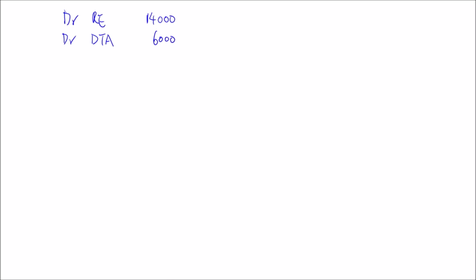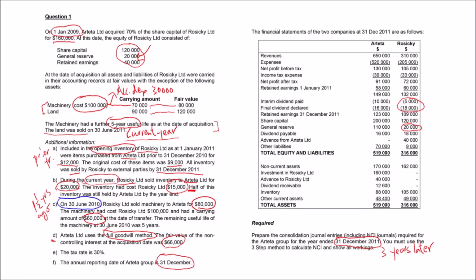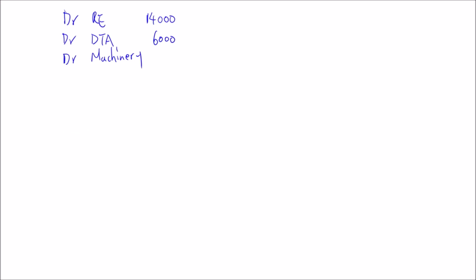6,000 of DTA. To finish these intragroup transactions, there are two more things we need to do, because remember that with every intragroup transaction, we want to go back to the original position. Originally, the subsidiary recognized the original cost as well as the accumulated depreciation. So the next part of that is to reinstate the original cost. Based on this question, you can see that the original cost was 100,000. So from 80,000 to 100,000, we want to debit 20,000 to go back to the original cost.